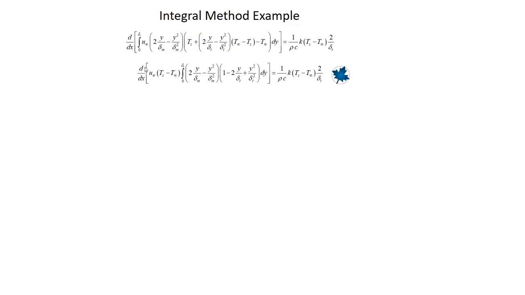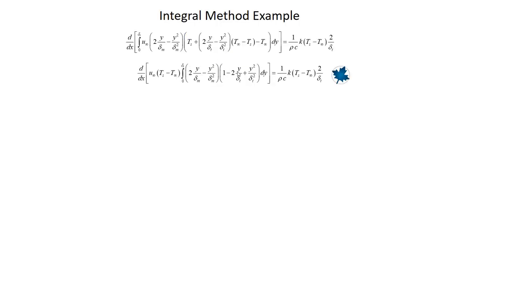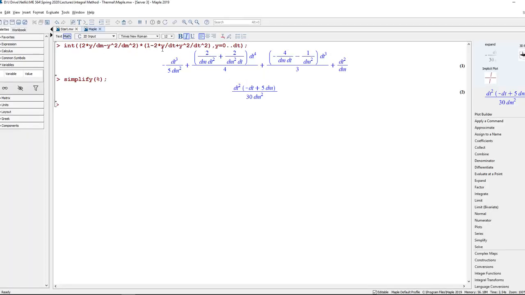So just showing you again, I just entered the integrand. This is 2y over delta m minus y squared over delta m squared, times 1 minus 2y over delta t plus y squared over delta t squared. That's my integrand. And I'm going to integrate from y equals 0 to the thermal boundary layer thickness, right? Not the momentum boundary layer thickness, the thermal boundary layer thickness, so delta t.